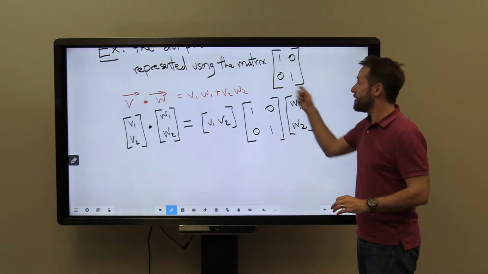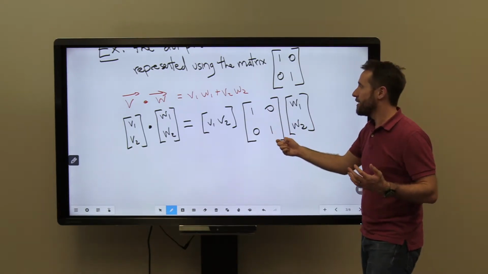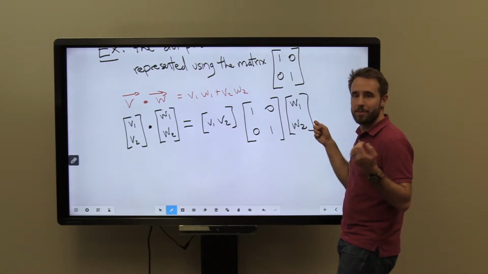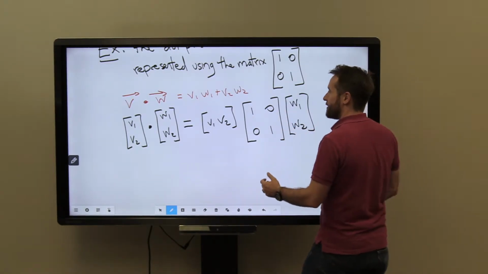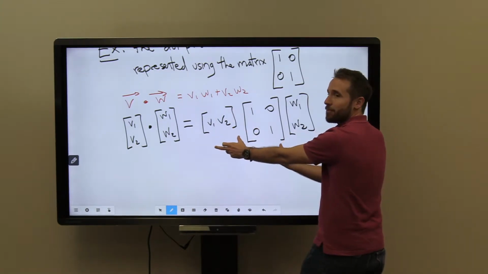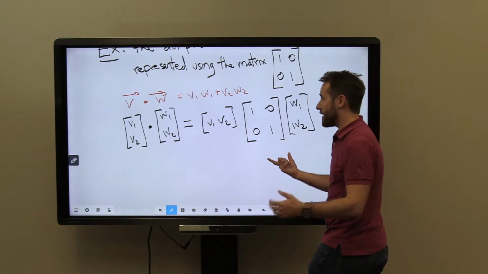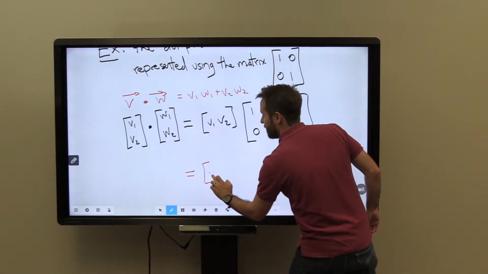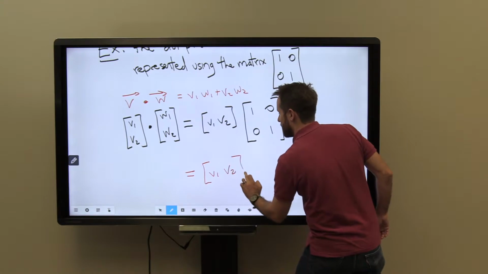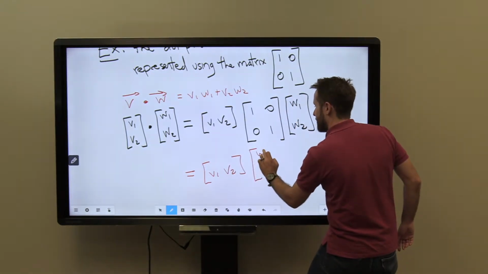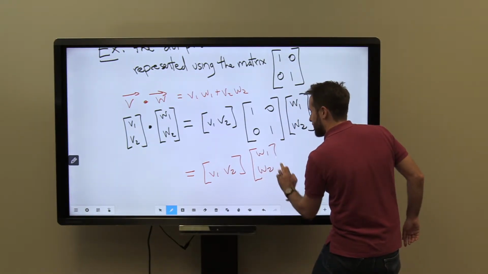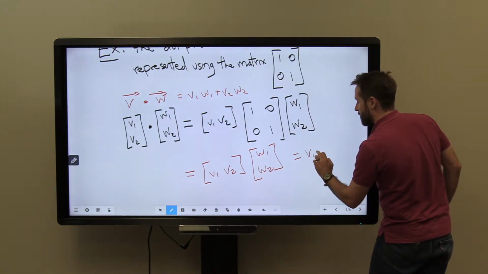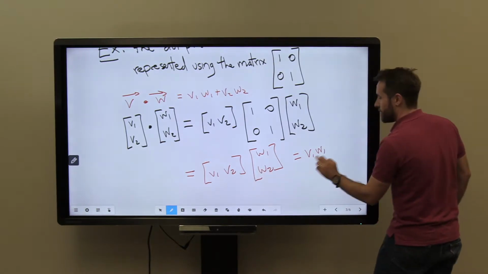Well, if I compute this multiplication, I have v transpose, so it's turned on its side, times this matrix times w. What I get is, anything times the appropriate identity matrix is just that original vector. So when I multiply this together, I'm going to end up with v1, v2 times w1, w2. And by rules of matrix multiplication, this will just be v1 times w1 plus v2 times w2.